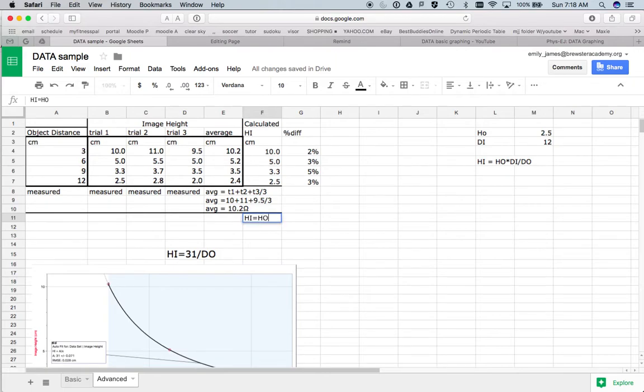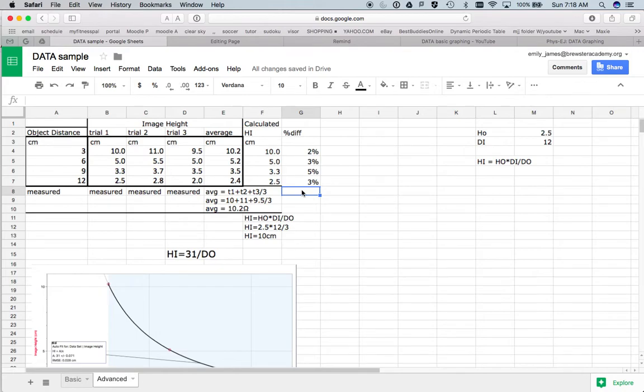HI equals HO times DI over DO. HI equals HO, which was 2.5, times 12 over the first line, which was 3, was DO. And then I may want to just double check and make sure everything's going right with my calculator on this first one, but I know it is. So that's 10 centimeters. Okay, and we need to do the same thing for percent difference.